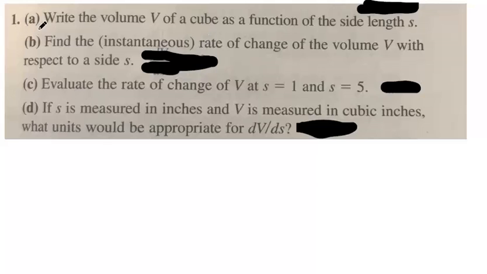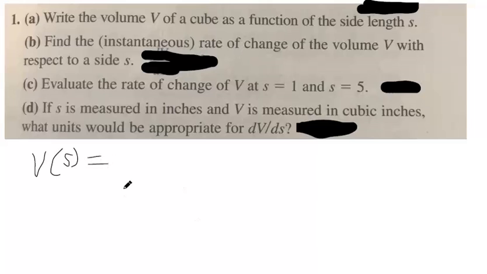Our first task is to write the volume V of a cube as a function of the side length s. So volume as a function of its side length. That's the notation. Volume as a function of the side length. That means the volume can be determined by using the side length as a variable.